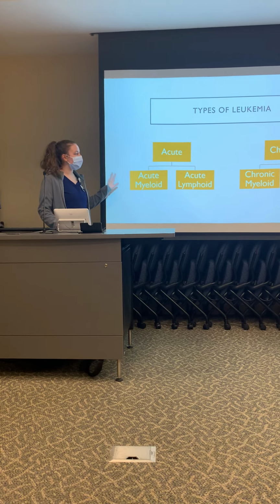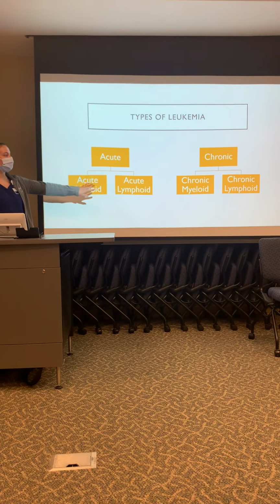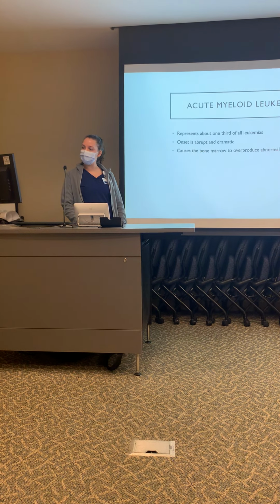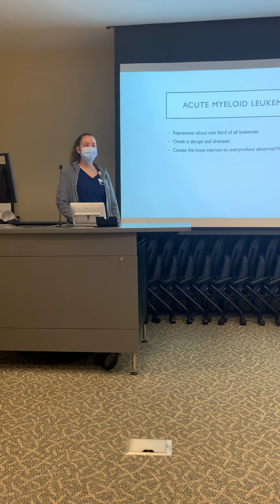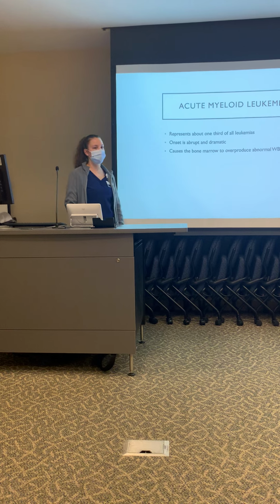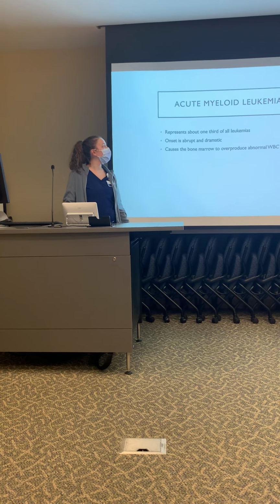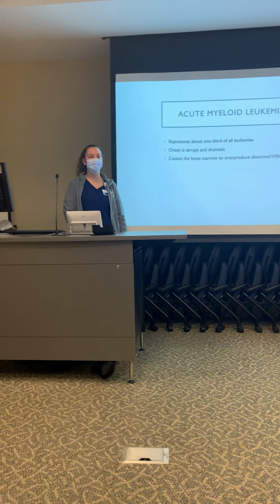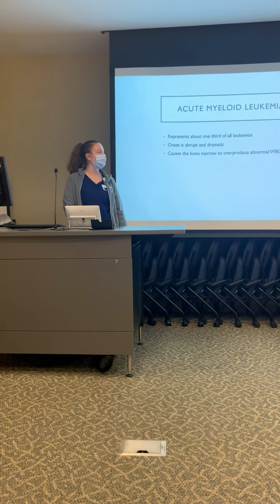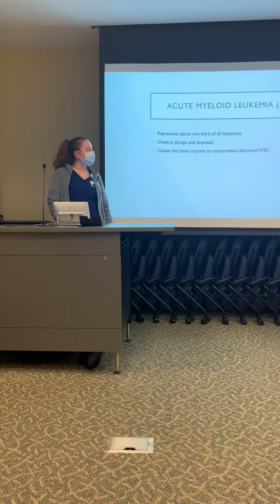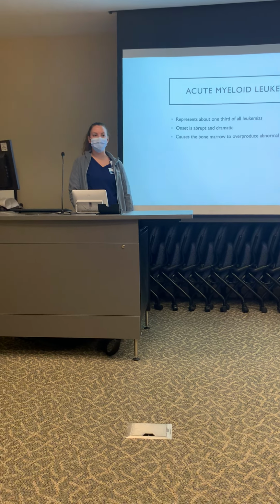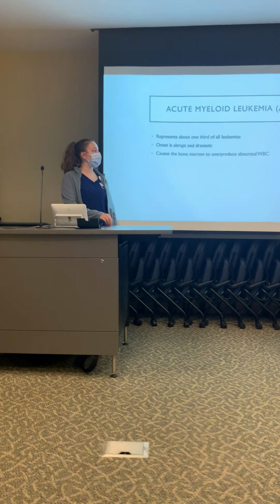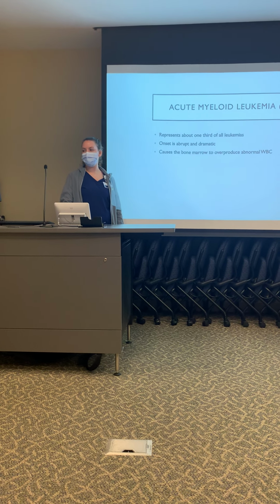This is just that same chart. Like I said, there are these 4 that are the common ones that you'll see. We'll talk a little bit more about them. Acute myeloid leukemia is also known as AML. That represents about 1/3 of all leukemias. Since it is acute, its onset is abrupt and dramatic. It causes the bone marrow to overproduce abnormal white blood cells. Remember, with acute, it's immature cells. So this is an overproduction of abnormal cells.